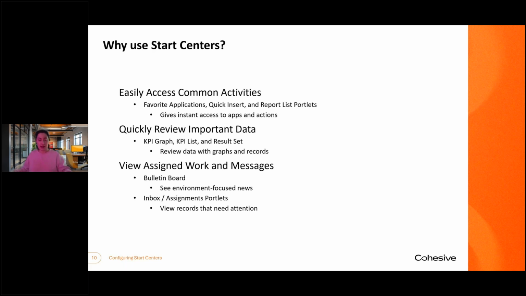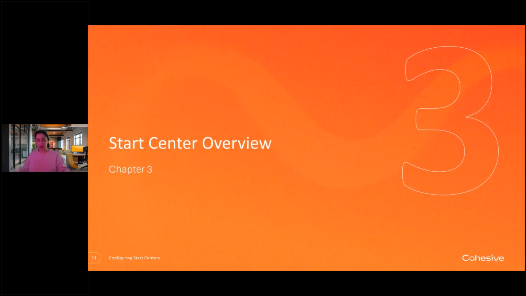Now, let's look at an overview of Start Centers, more specifically the portlets that can be added. There are 8 different kinds. Any number can be added of each type, but it is recommended to not have a large amount of portlets. 3 to 5 is a recommended number. Keeping the Start Center clean and easy to look at provides users the best experience.